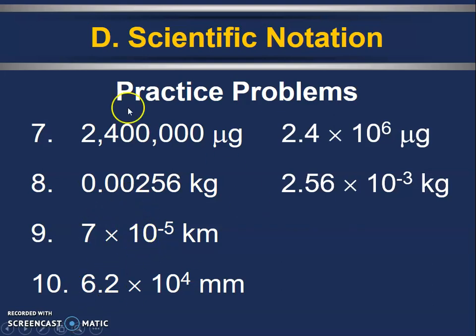Okay, so this one has a negative, so we know this is going to be less than 0. So the understood decimal's here. We're going to move it 5 places. 1, 2, 3, 4, 5, and we're going to fill in all those places with zeros. Okay, so notice the decimal was here. We moved it 1, 2, 3, 4, 5 places.